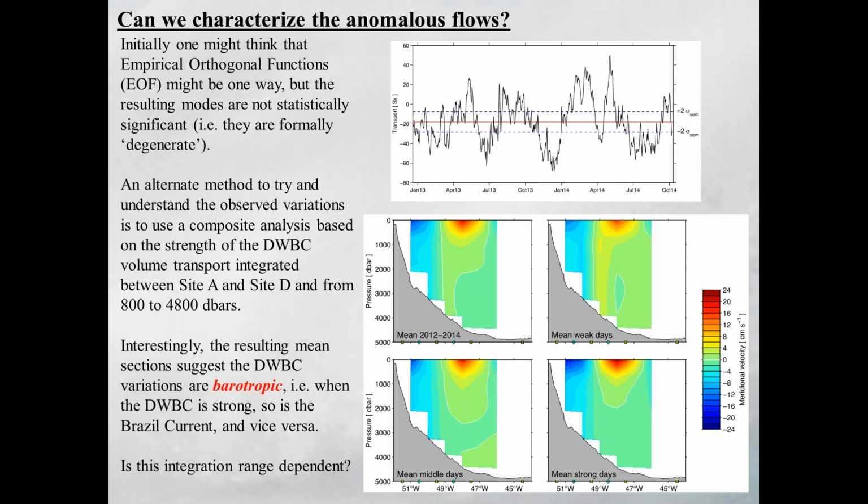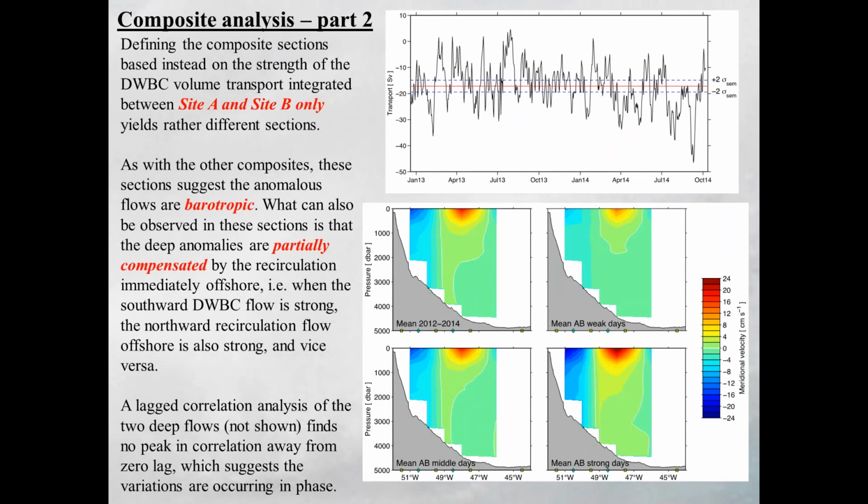Now, perhaps these structures are because of the definition I'm using, basically integrating and sorting based on the integrated flow in the deep layer. What would happen if I only integrated in here, which is the deep western boundary current itself, not counting the recirculations that are going on to the north? And if I do composites the same way, we get this.